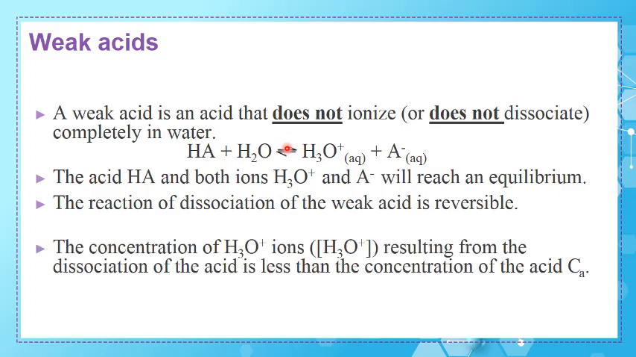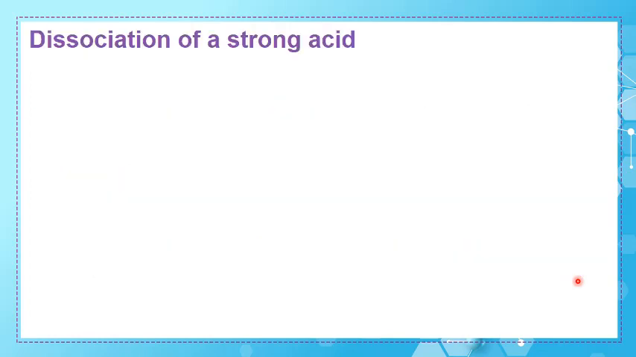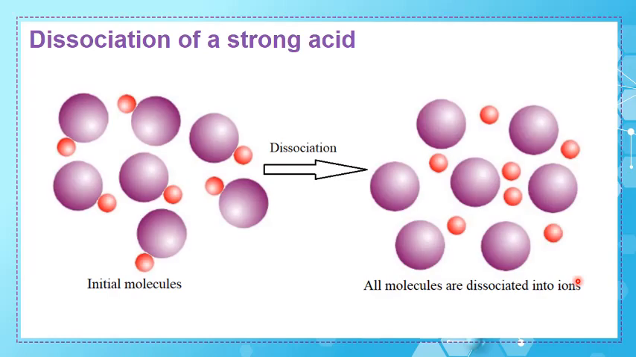Now, according to what you have studied in the equilibrium lesson, the concentration of the H3O+ ions resulting from the dissociation of the acid must be less than the initial concentration of the acid, denoted by Ca, concentration of the acid. Now, for the dissociation of a strong acid, let's have this figure that will give us an idea about the molecular level, what is happening here.